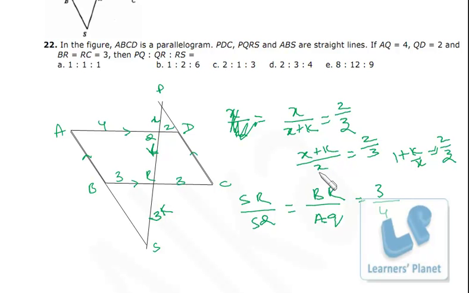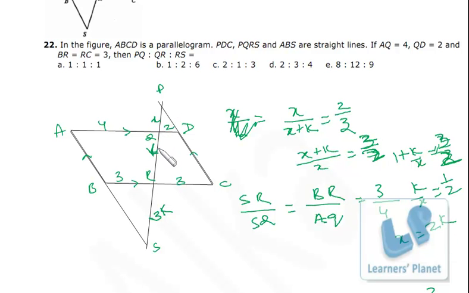I'm sorry, 3 by 2. X plus K by X, it is 3 by 2. So 1 plus K by X is 3 by 2. So K by X is equal to 3 by 2 minus 1, that is 1 upon 2. Okay. So I can say X is equal to 2K.